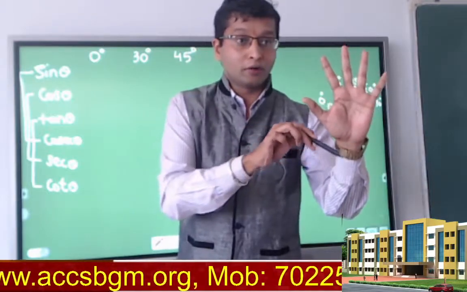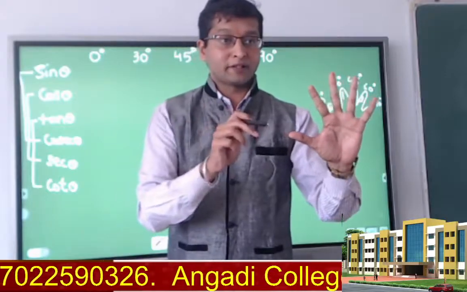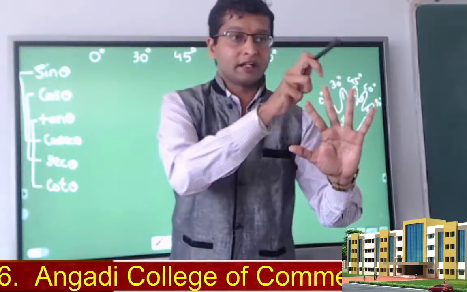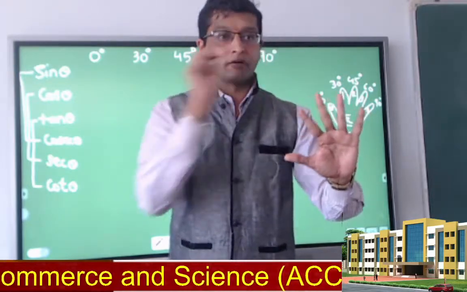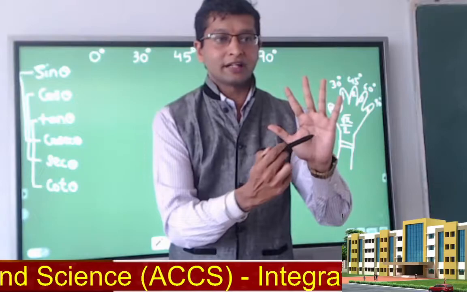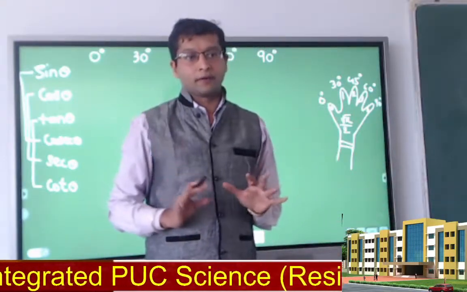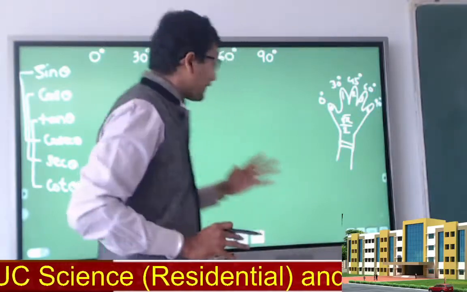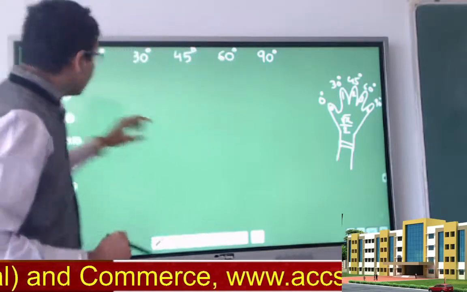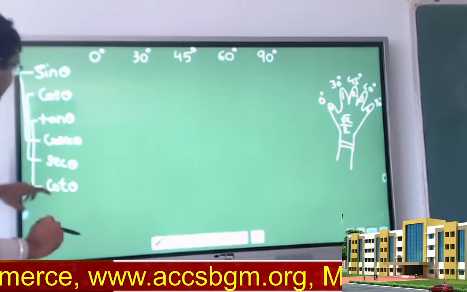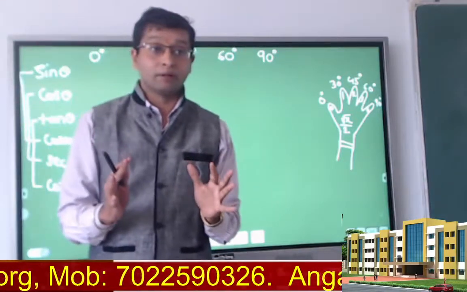So I told you, you have to draw a palm in your notebook, represent it as 0 degree, 30 degree, 45 degree, 60 degree, 90 degree. Assign the values 0, 1, 2, 3, 4. And the formula is root x divided by 2. I am writing it here. So this much you have to remember. Very simple. Then you can see here 1, 2, 3, 4, 5. Here 1, 2, 3, 4, 5, 6. 6 fives are 30. You can remember 30 values.